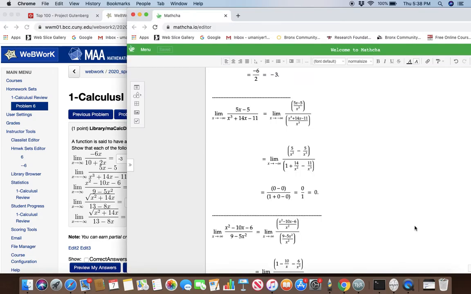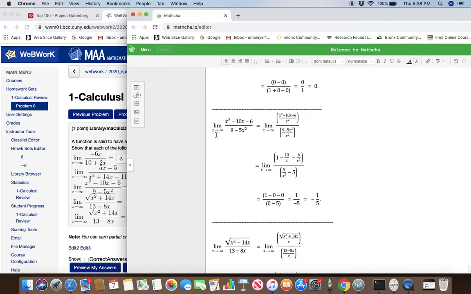Next. Limit as x approaching infinity of (x squared minus 10x minus 6) over (9 minus 5x squared). Rational function. Divide by the highest power of x in the denominator. Remember, rational means polynomial over polynomial. Always divide by the highest power of x in the denominator. Here it's x squared. The numerator over x squared, the denominator over x squared.